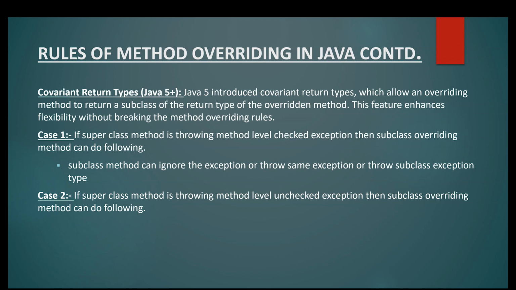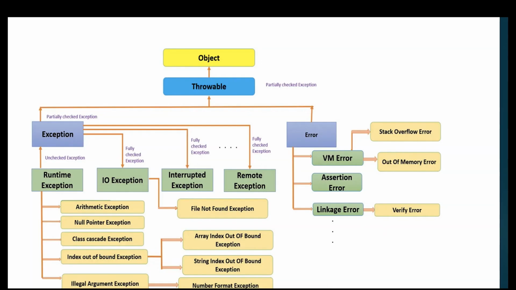Let us try to understand this point. If you see on the diagram, if the superclass method is throwing RuntimeException, ArithmeticException or NullPointerException, then you cannot throw any checked exception, which means you cannot throw IOException or FileNotFoundException. If the superclass method is throwing IndexOutOfBoundsException, you can always throw StringIndexOutOfBoundsException or ArrayIndexOutOfBoundsException. So that's the rule we need to take care of while overriding a method in Java.